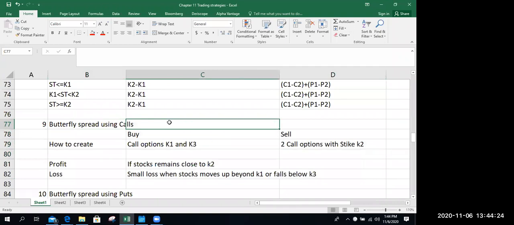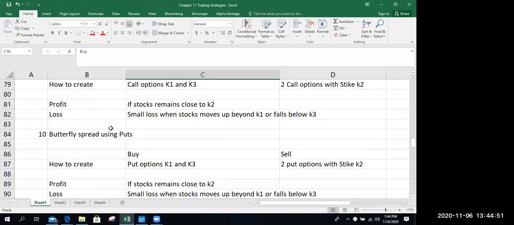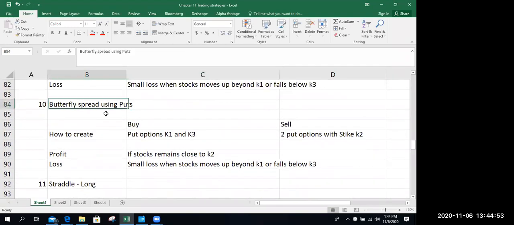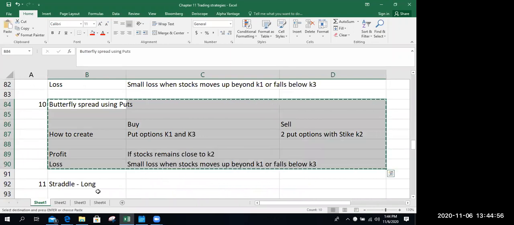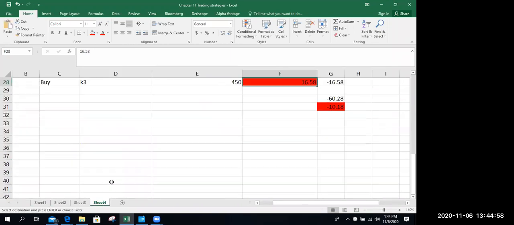So butterfly strategy, when do you execute this strategy? When you think stock will trade in the range of K1 to K2, you will execute a butterfly spread. Now, same thing you can do with puts. So you can execute a butterfly spread with puts.